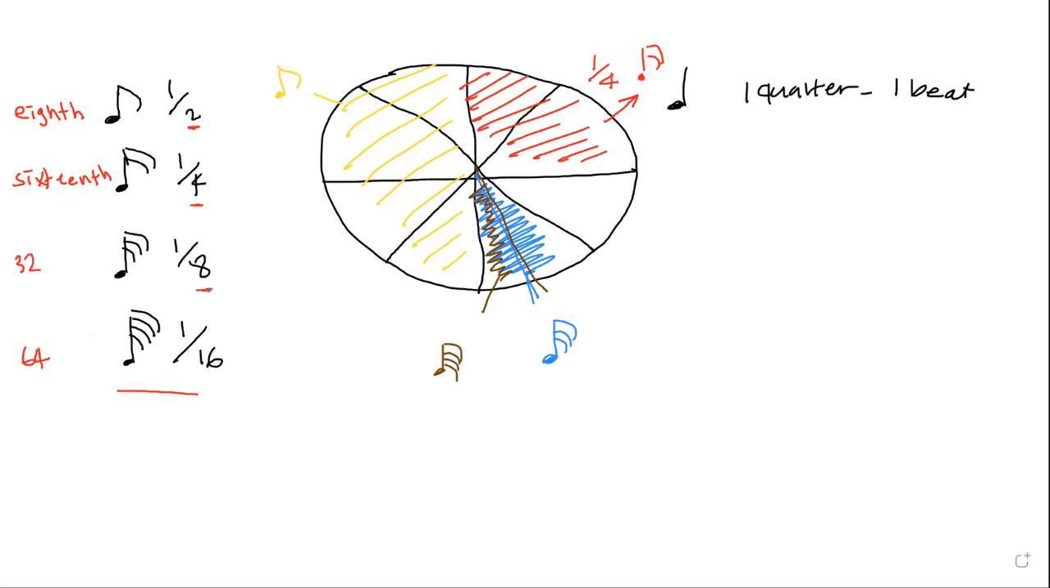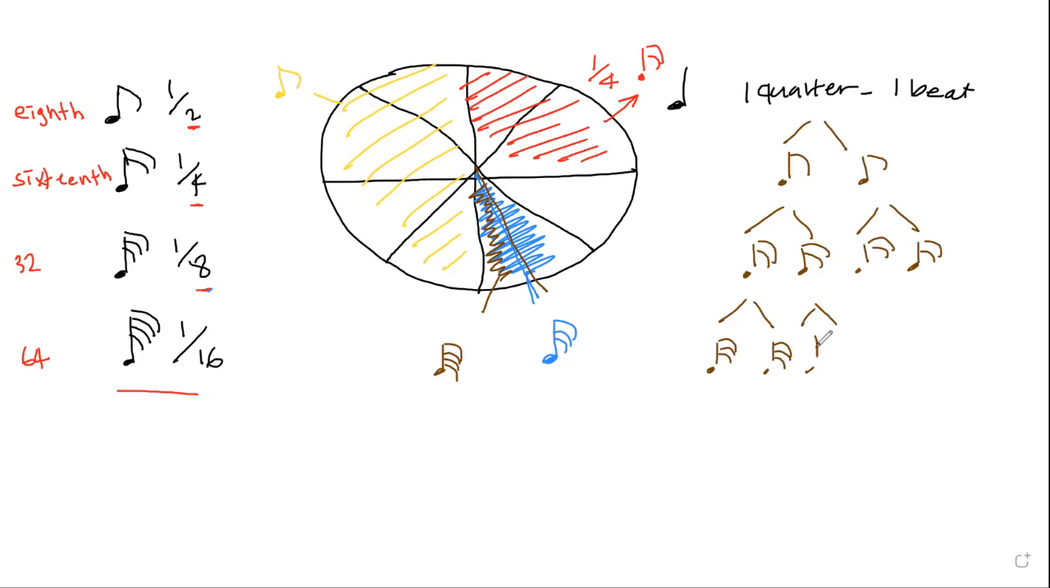4 flags, okay? So one more, a quarter note you can divide into 2. This is an 8th note, okay? An 8th note you can divide into 2, 16th notes, right? And then this one you can divide into 32nd notes, like that. Your flags will be added more, okay?